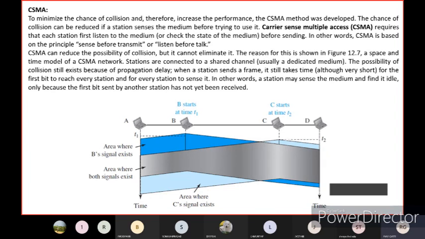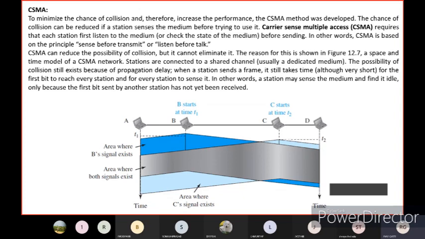So in this collision that happened, the packet transmitted by B will not reach D because of the collision. Also, the packet transmitted by B can reach station A, whereas the packet transmitted by C cannot reach A.